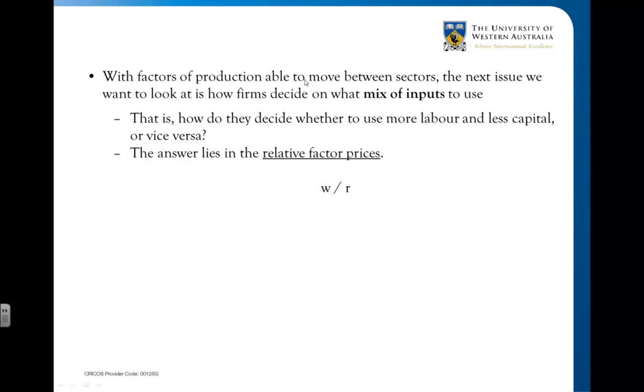So the way we express this, in the same way that we talk about relative prices of the goods, we're talking here about the relative factor prices. The W here is just the wage rate, so that's the price of labour, and the rental rate of capital, the price of capital. Those relative prices of the factors of production are what we're going to use in this video.